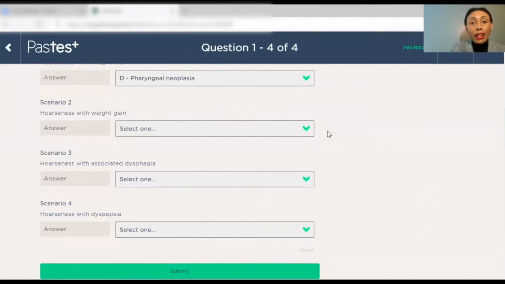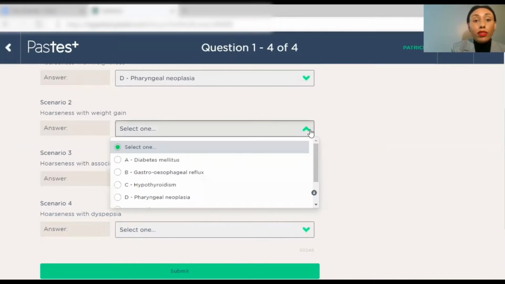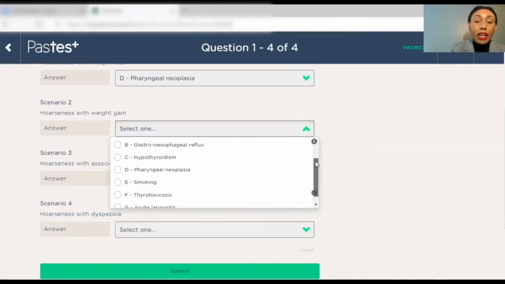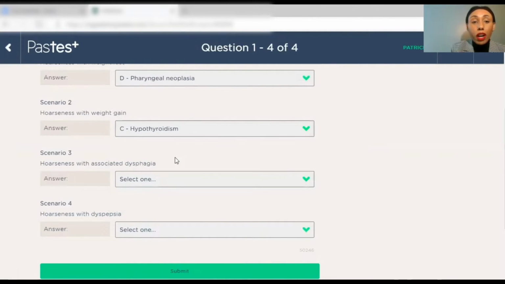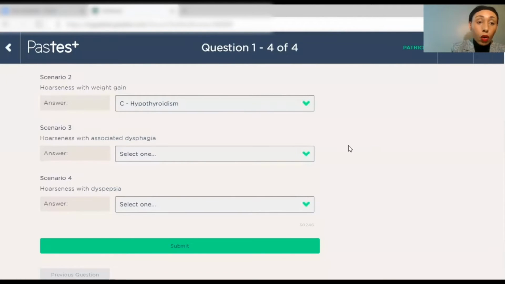So hoarseness with weight gain, again, this is one that you kind of have to know. So again, a learning point here is to make sure you know the differences between hypo and hyperthyroidism. Hoarseness with associated dysphagia. Now, dysphagia, again, is a red flag symptom. Dysphagia means difficulty or discomfort with swallowing, and this is versus odynophagia, which means painful swallowing. So in this situation, you always, again, want to consider a malignancy.